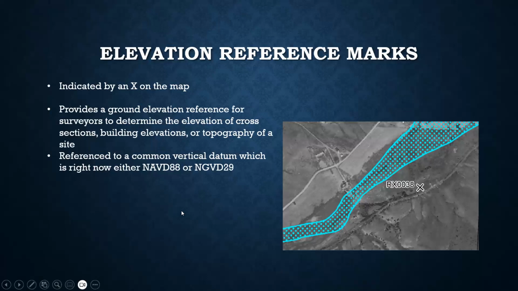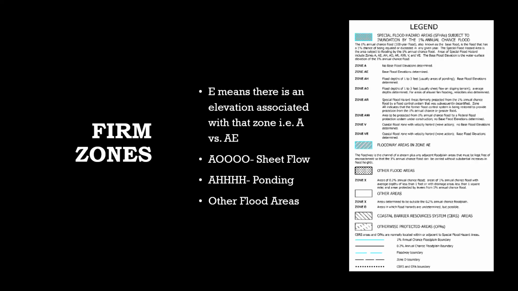Okay, sweet. FIRM zones, again, use your legend. It is a huge help. So with FIRM zones, an E on the end of a zone means that it's got elevations associated with that zone. And then AO, sheet flow, ponding, if you need to remember, sing yourself a little song in your head. And then all the other flood areas. But yeah, that's typically what you'll see. Again, I won't go over them, or maybe I will, but use the legend. It's got all the information you want in there.